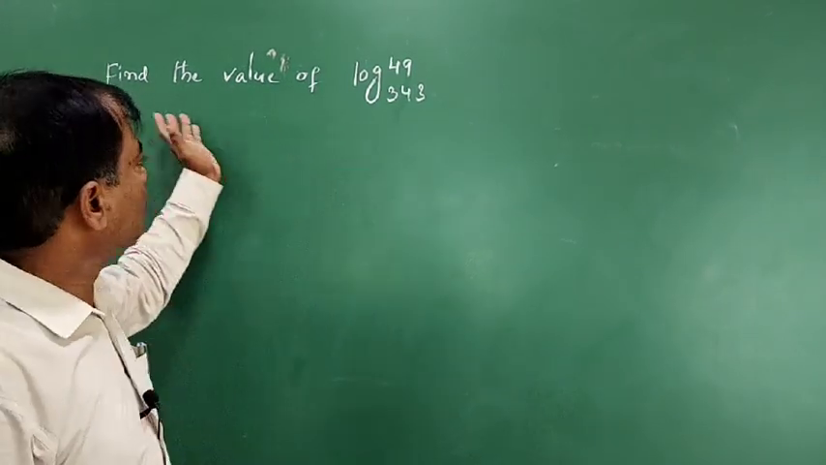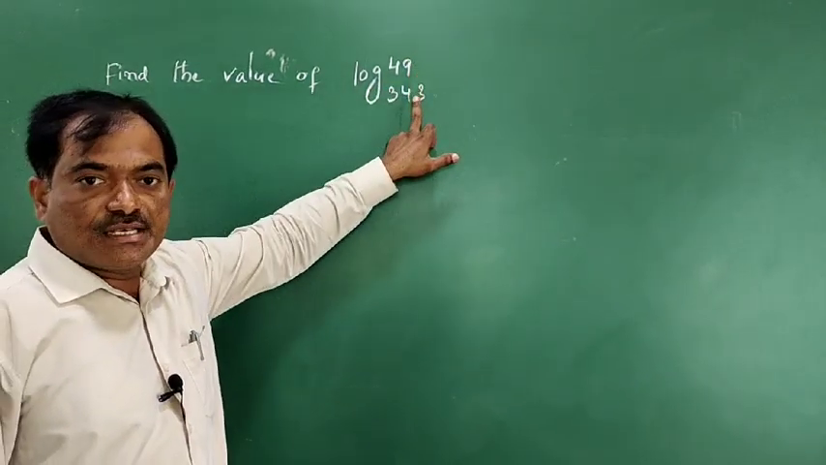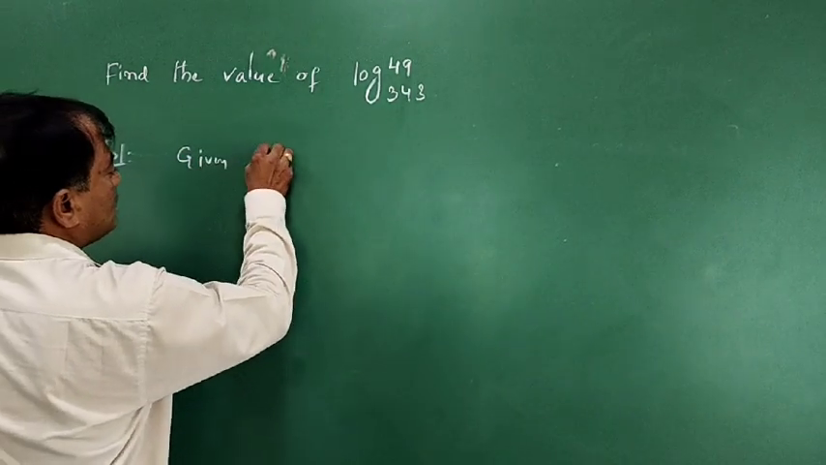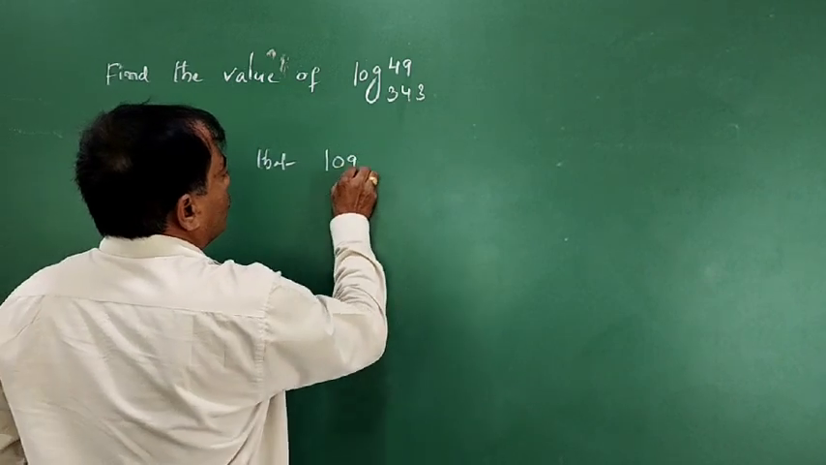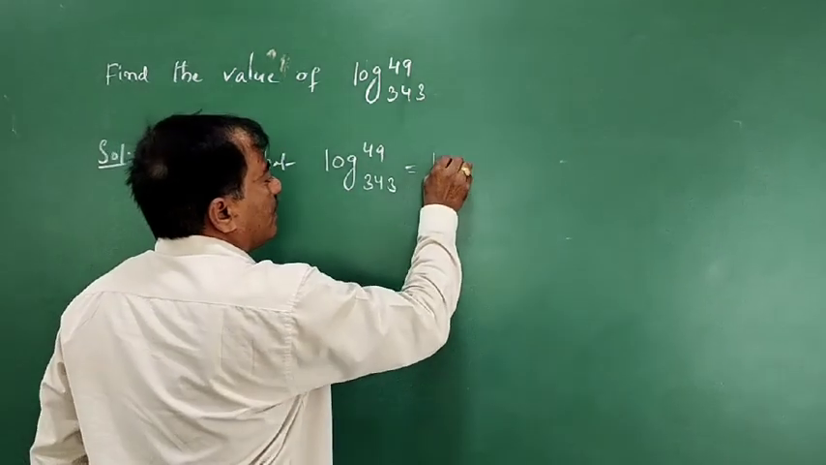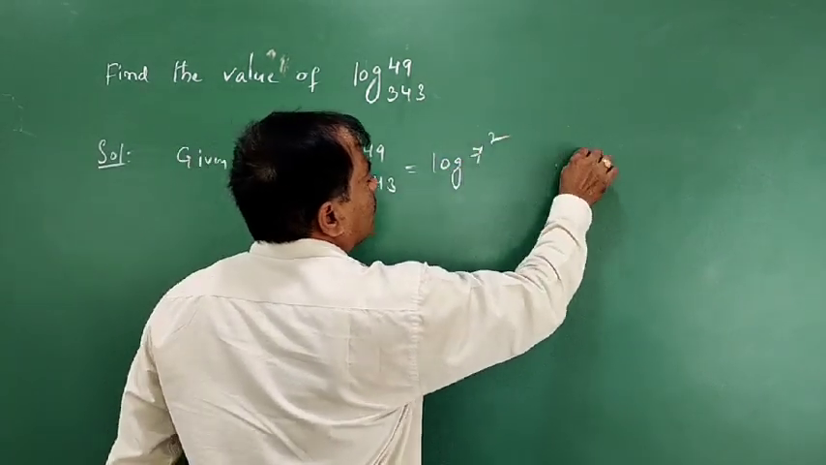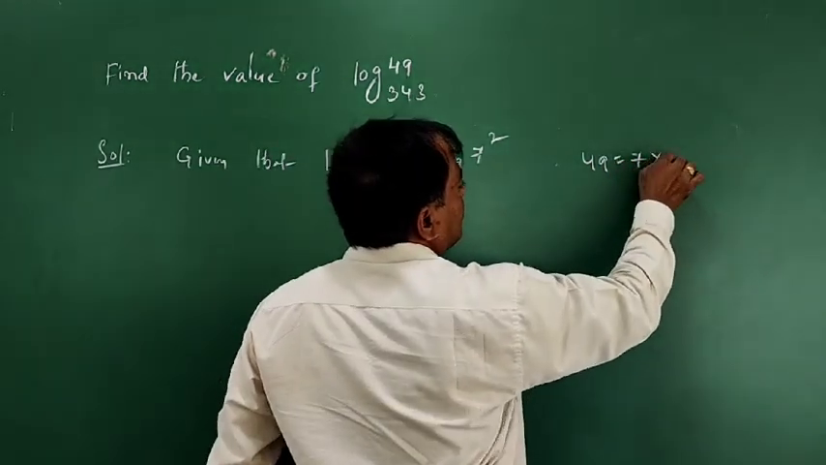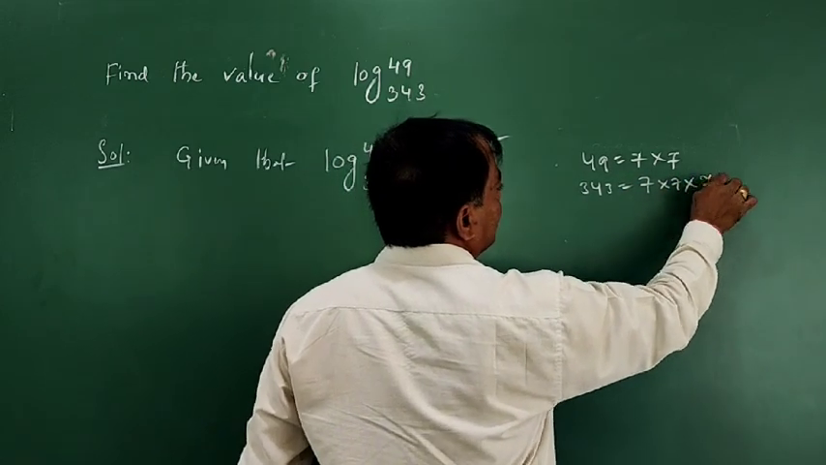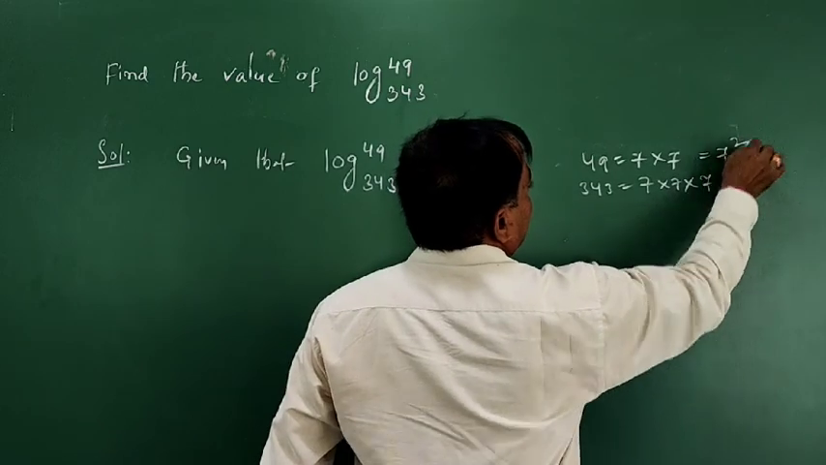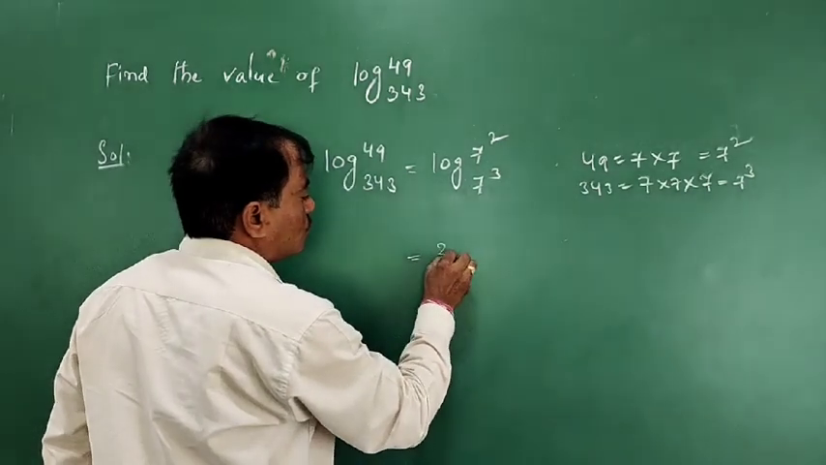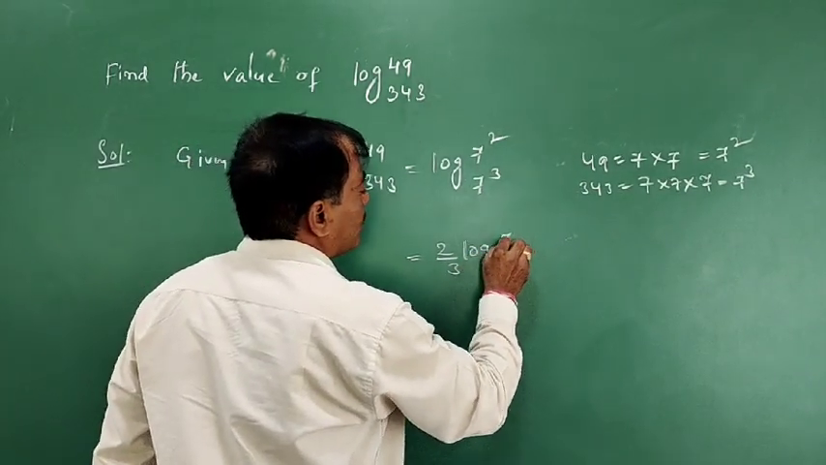The question is to find the value of log 49 to the base 343. We have to find this value by using these steps. This 49 can be expressed as 7 squared: 7 7s are 49. And 343: 7 7s are 49, 49 7s are 343. So this is 7 squared, this is 7 to the power of 3. So this is equal to 2 by 3 log 7 to the base 7.